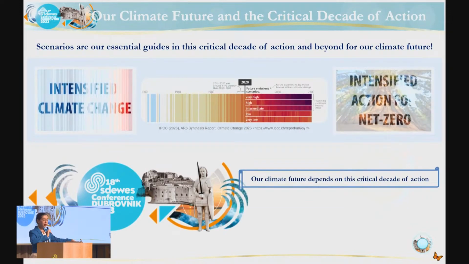Let me conclude that scenarios are our essential guides in this critical decade of action and beyond for our climate future. And our climate future depends on this critical decade of action.